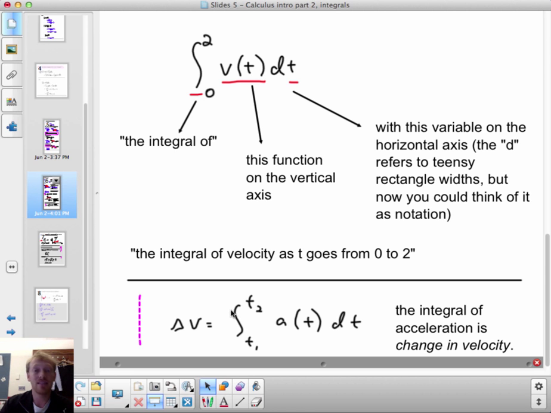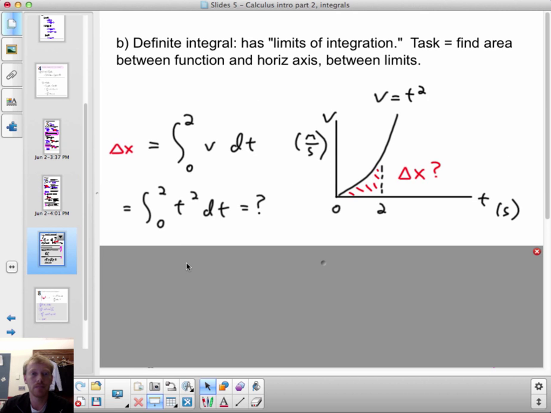Just as displacement, change in position, is the time integral of velocity, the time integral of acceleration between a time interval t1 to t2 is equal to the change in velocity. That's the calculus way to write that statement. Okay.